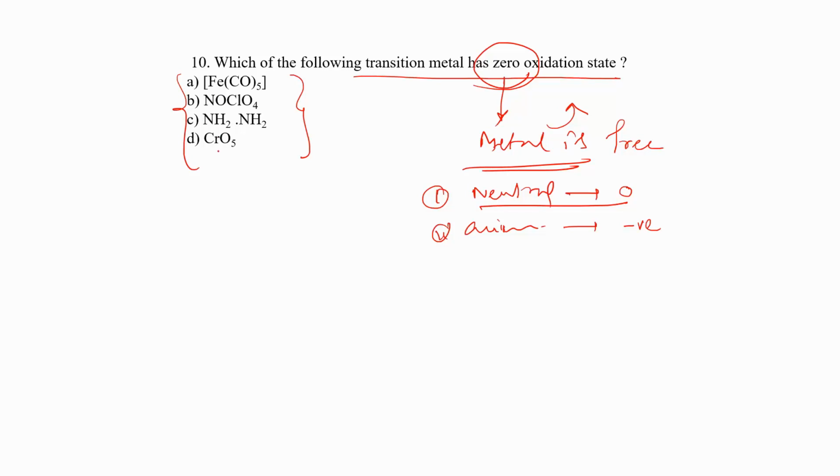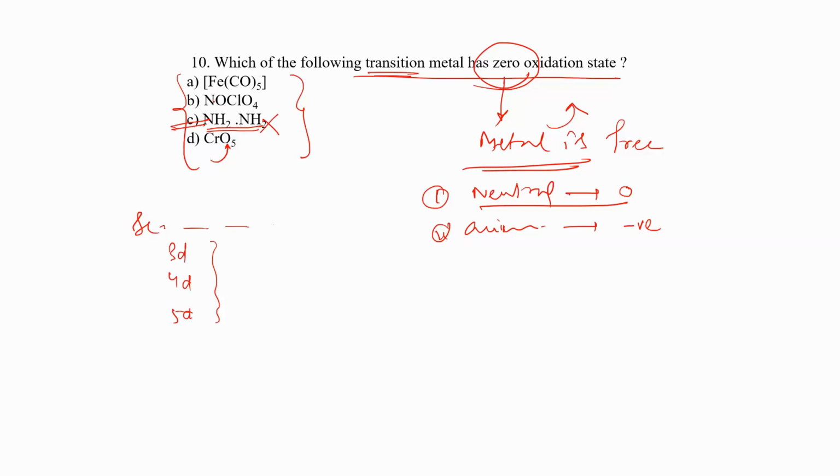So here you see that this is chromium. Chromium is a metal, but it is attached to oxygen, and oxygen is anionic. This is hydrogen, NH2 NH2, so there is no metal. These are nitrogen elements. The transition metals mean scandium, titanium, vanadium, 3d, 4d, 5d elements. So there is no transition metal, so it is not the answer.